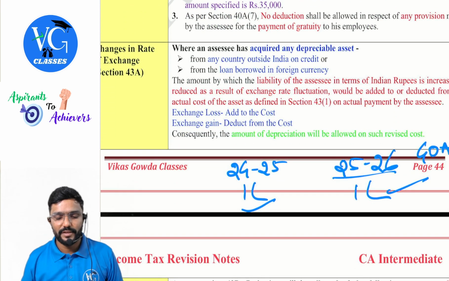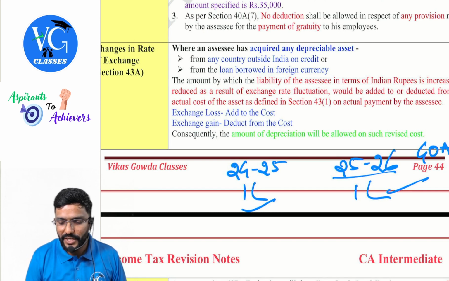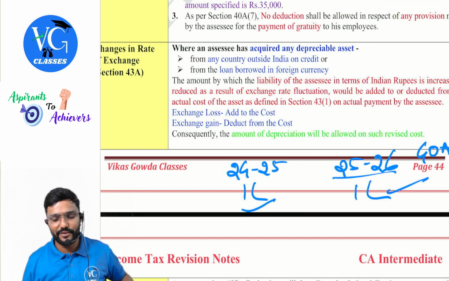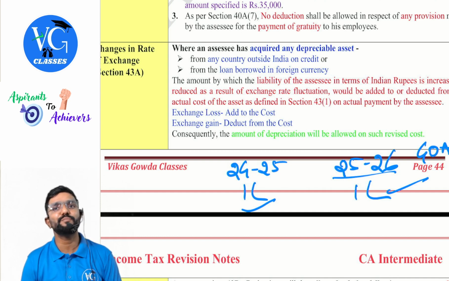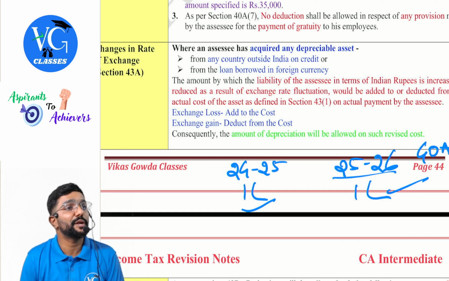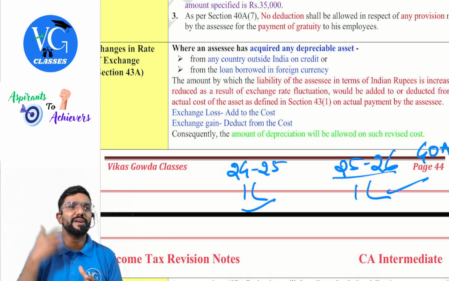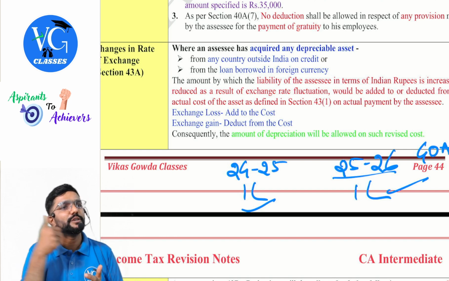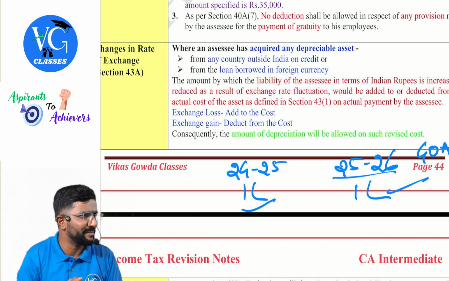Next, 40A(7). No deduction shall be allowed in respect of any provision made by the assessee for payment of gratuity to his employees. Now, gratuity is a lump sum payment which the employer will pay to the employee. So all of a sudden it will be difficult for him to arrange the huge money. So what he will do, every year he will keep aside a part of his profits to pay the employee as gratuity, maybe at the time of his retirement.